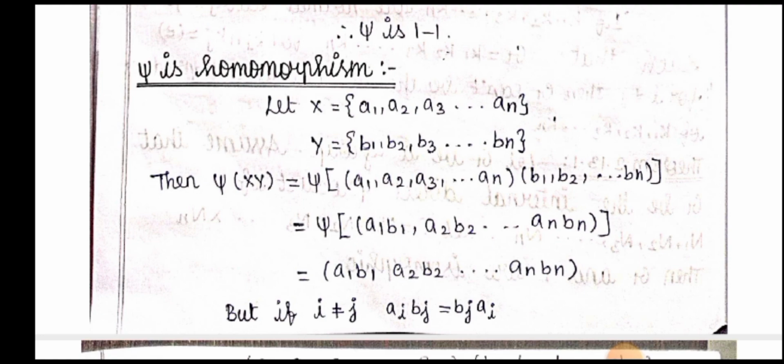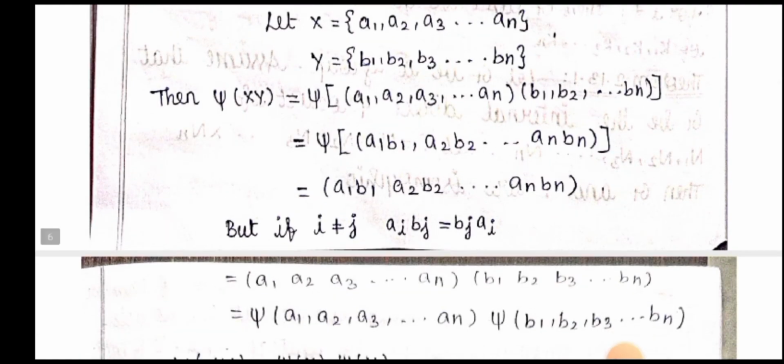As it is in the product, it can be written as psi of (A1 B1, A2 B2, and so on, An Bn). And now by the definition of psi, it is equal to A1 B1 into A2 B2 into and so on into An Bn. If i is not equal to j, then Ai Bj must be equal to Bj Ai, which can also be written as A1 into A2 into A3 and so on into An, and B1 into B2 into B3 into and so on Bn.